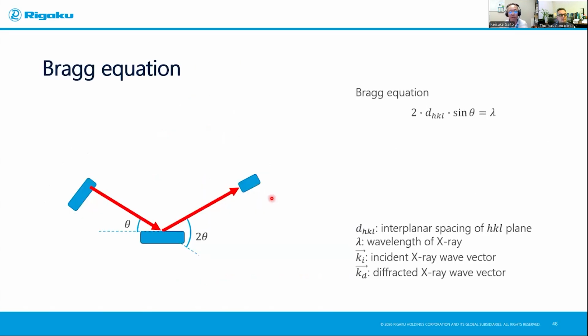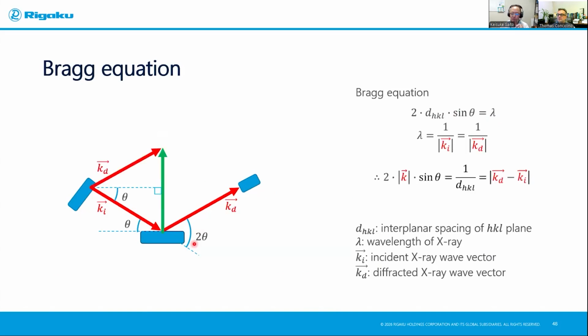But the question is this: how do we measure this reciprocal lattice point, right? So I try to connect the reciprocal lattice and X-ray diffraction. The Bragg equation, everybody knows. 2d sin theta equals lambda, right? So the X-ray hits a sample at theta, with scattering angle 2 theta, right?